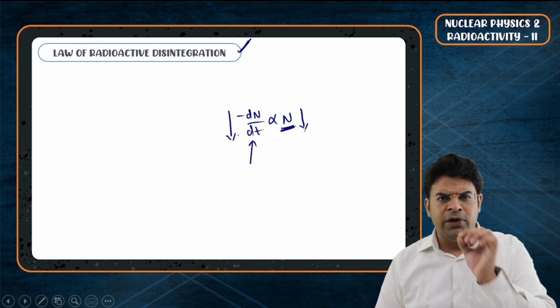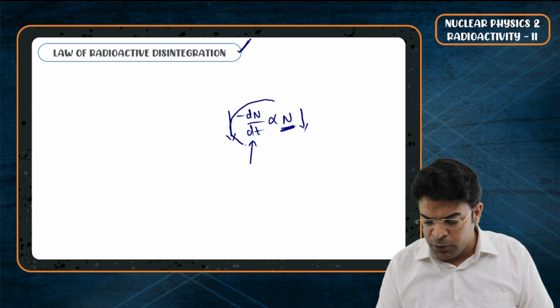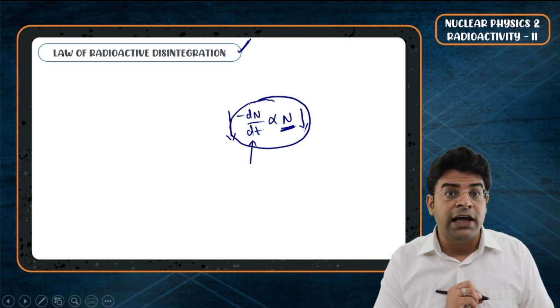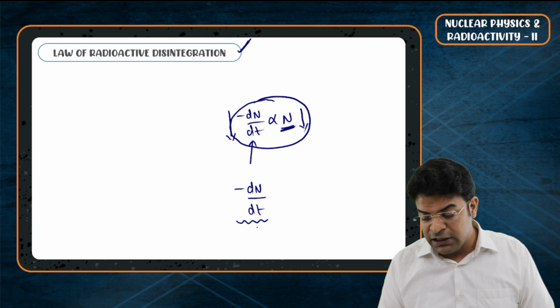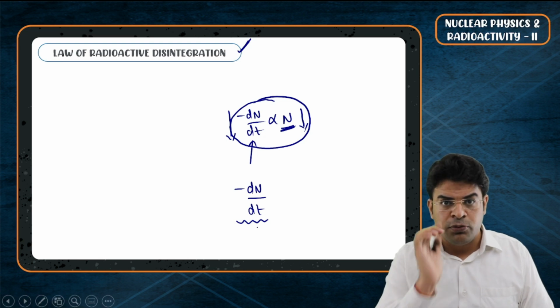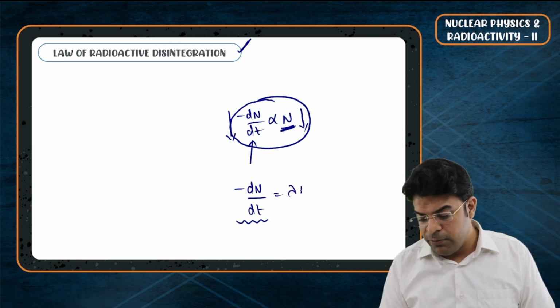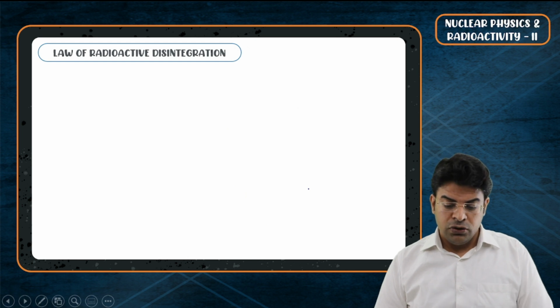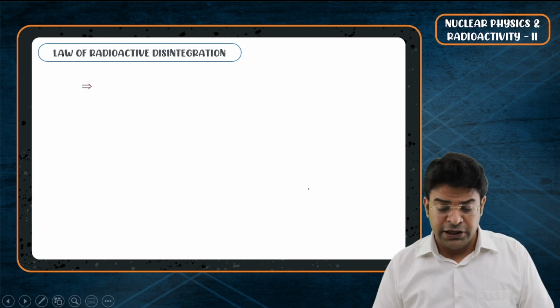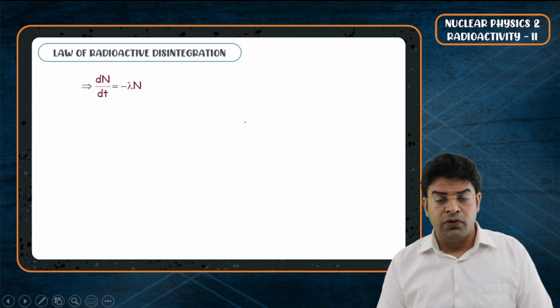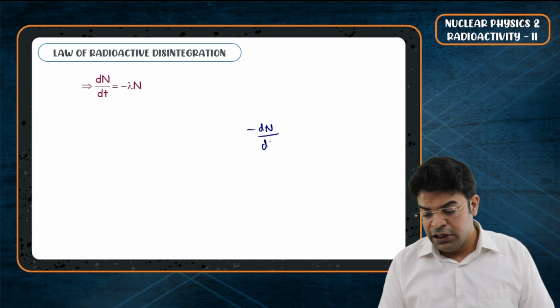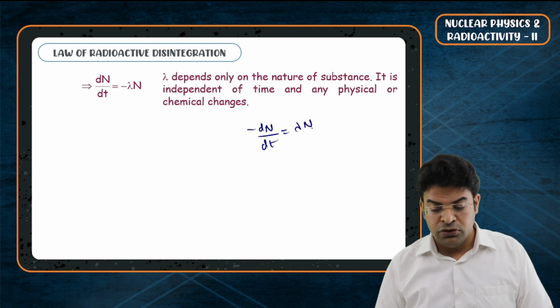And every time in this world a physicist has found a proportionality, what do they do? They add a proportionality constant. So we write the law of radioactive disintegration as minus dN by dt, minus sign to make the left hand side of the equation positive, equals lambda N. So the law of radioactive disintegration goes like dN by dt equals minus lambda N, or you can write it as minus dN by dt equals lambda N. So this is the law.